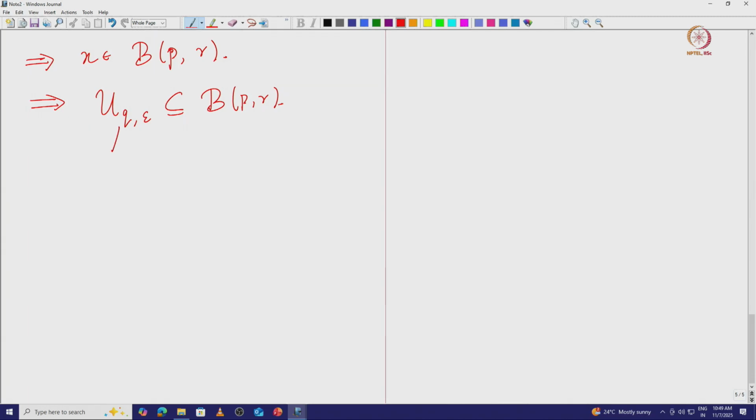But this is obviously an open set, it is a diffeomorphic image of an open set in the tangent space. So given any Q, we have found an open set around Q contained completely inside this metric ball. So this implies that the metric ball is open.